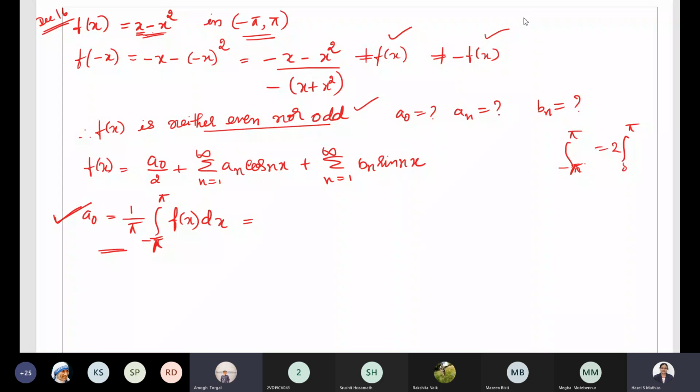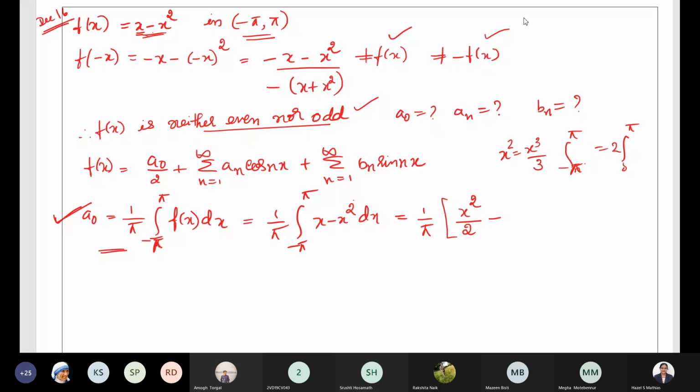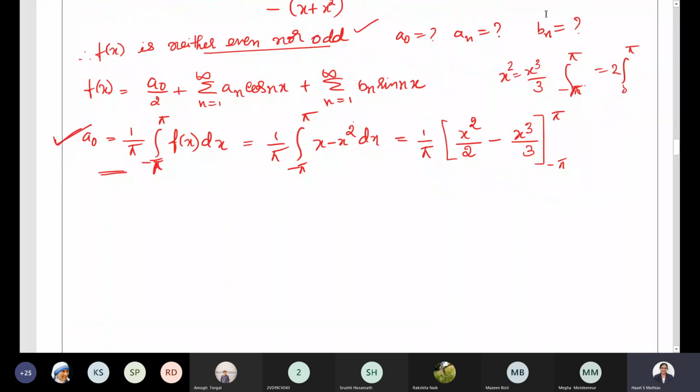Yes, ma'am. So now here it's 1 by pi, limits minus pi to pi, f of x is x minus x square into dx. Let us integrate it. 1 by pi, integration of x is x power 1 plus 1 by 1 plus 1, so it is x square divided by 2 minus integration of x square, which is x cube divided by 3. Put the limits. What happens when we put the limits? A naught is equal to 1 by pi into, first we put the upper limit.